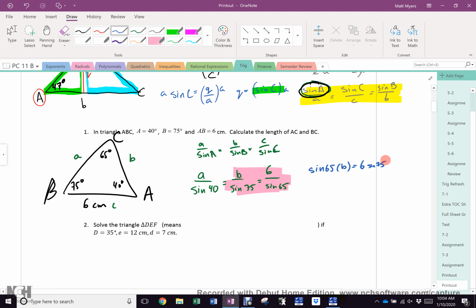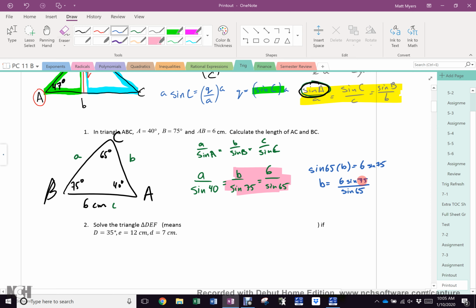Right? Now, b equals 6 sine 75 divided by sine 65. Once you've done this once or twice, you start to see the pattern, and you don't necessarily need to write it out. All you got to do on your calculator is punch it in how you see it. Unless you have a backwards calculator. But I don't think any of you are still rocking the backwards calculator. Unless you don't have a calculator here and you're using your phone.